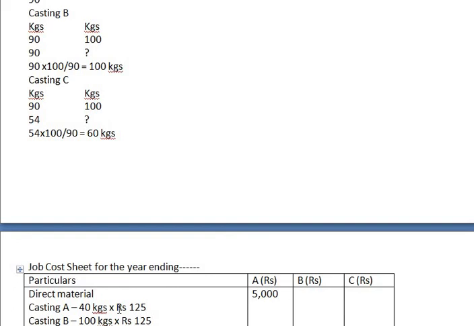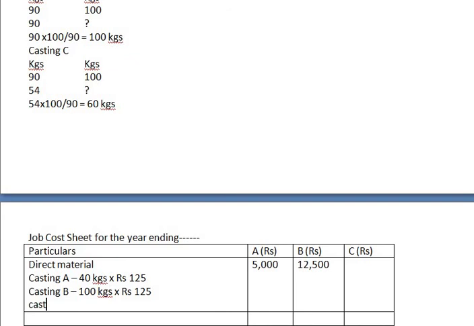Okay, it is 12,500. Next, for casting C, 60 kgs into rupees 125. Okay, calculate. So the amount is 7,500.